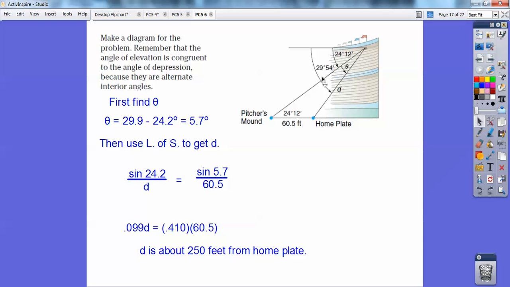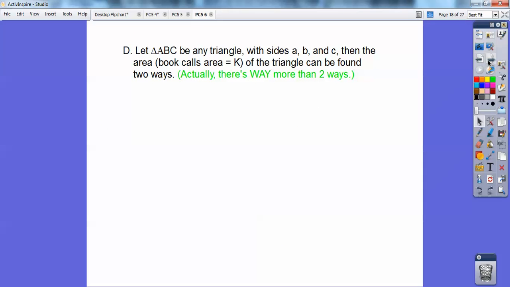Okay, and I did the law of sines with this little triangle right there. How's that? All right, so let's try this. So let triangle ABC be any triangle with sides a, b, and c, and then the area, and I don't know why, but this book calls the area the capital letter K.